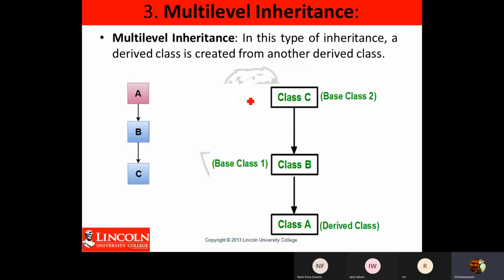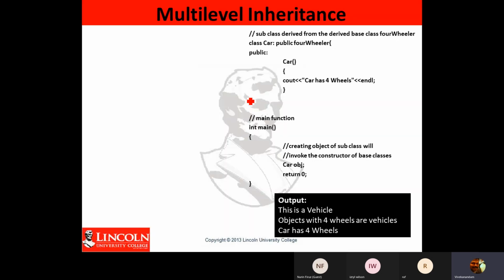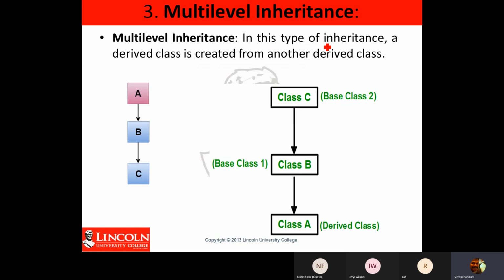The third one is called multi-level inheritance. This is the type of inheritance where a derived class is created from another derived class. See, this is base class 1, base class 2, base class 3. The first base class is derived to another class, then derived to another class. As I said earlier, for example, grandparent, parent, children. If you go like this, it is called multi-level inheritance.